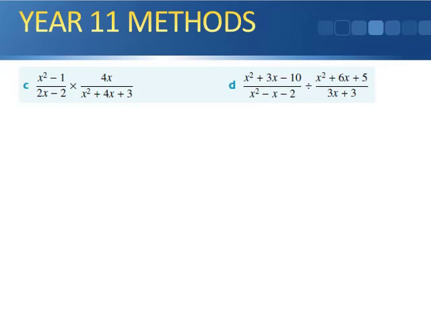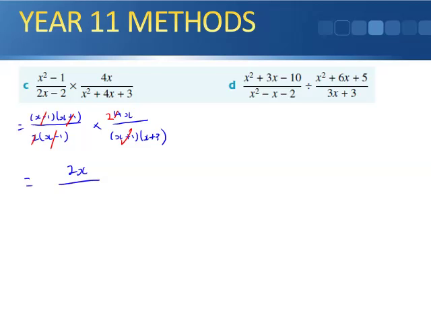This one here, again, I'm going to factorize first. So this becomes x minus 1, x plus 1, divided by 2, x minus 1. This will be a 4x. And the c, I can factorize this one here to x plus 1, x plus 3. You should know how to factorize. Simplifying, x plus 1, x plus 1. 2 cancels with that and it becomes 2 there, and x minus 1 here cancels with x minus 1, so all I'm left with is 2x divided by x plus 3.